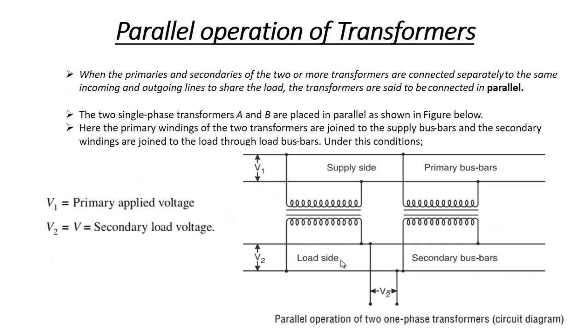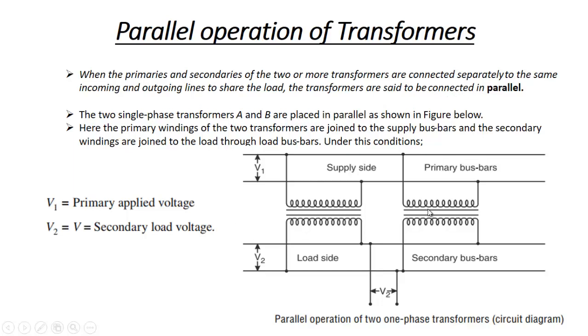Now let us discuss the parallel operation of transformers. Until now we were discussing the auto transformer. Now we will discuss how transformers are operated or connected in parallel. When the primaries and the secondaries of two or more transformers are connected separately to the same incoming and outgoing lines to share the load, the transformers are said to be connected in parallel.